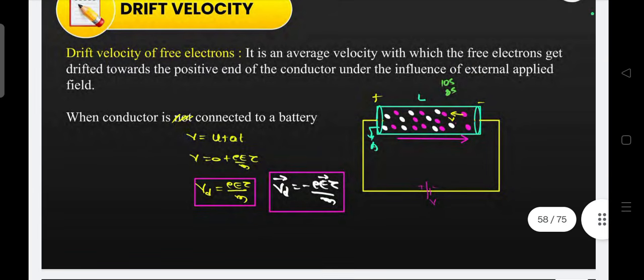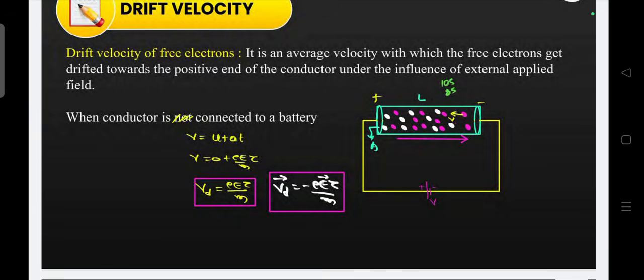Next comes the topic, drift velocity. The drift velocity of free electrons is the average velocity with which the free electrons get drifted towards the positive end of the conductor under the influence of an external applied field. This is called drift velocity. So when a conductor is connected to a battery, v = u + at. This is the formula for drift velocity.